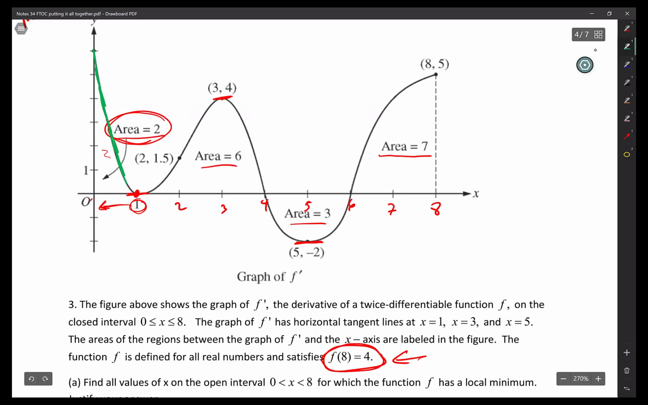0 to 1. 0 to 1 is one of them. Perfect. Give me another one. 3 to 4, and I'm highlighting it here in green. And I don't see any more. Do you guys see any more? There it is. We got it.